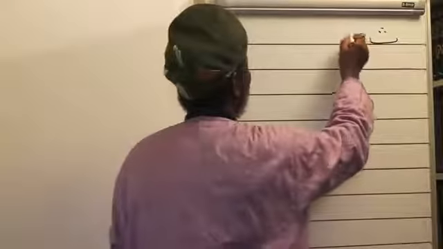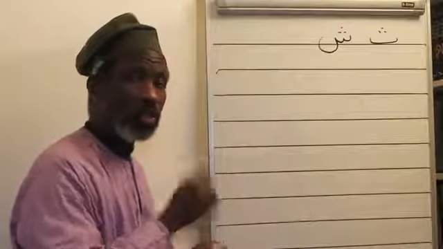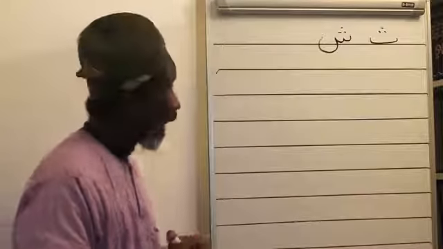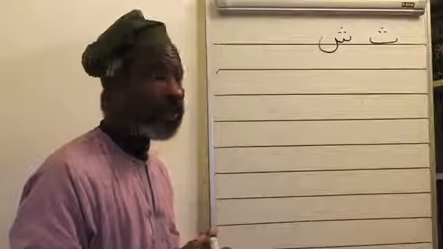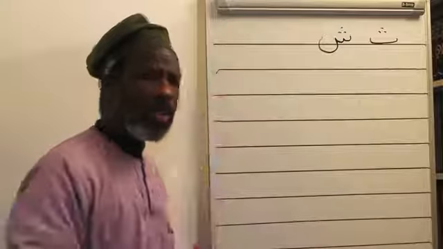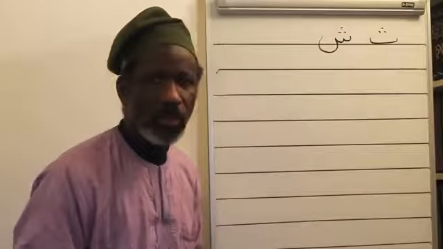Alif, ba, ta, tha, jim, ha, kha, dal, dhal, ra, zain, sin, shin. Shin is also three dots. There we are. That's only two letters in the Arabic alphabet with three dots above. Now, what about three dots below? No chance. None of them have three dots below.